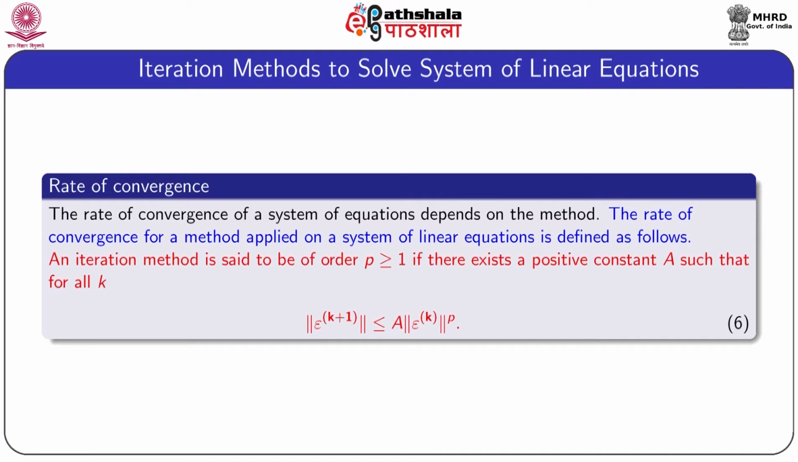If p equal to 1, then we say that the rate of convergence of the method is linear. If p is 2, then we say that the rate of convergence of the method is quadratic. If it is 3, then the rate of convergence of the method is cubic, and so on.